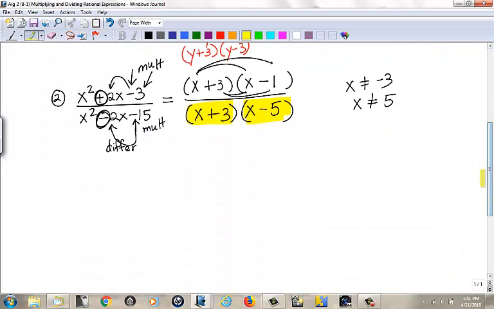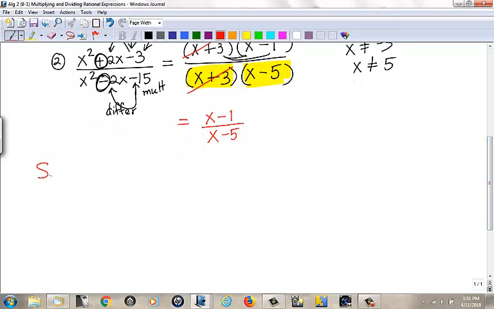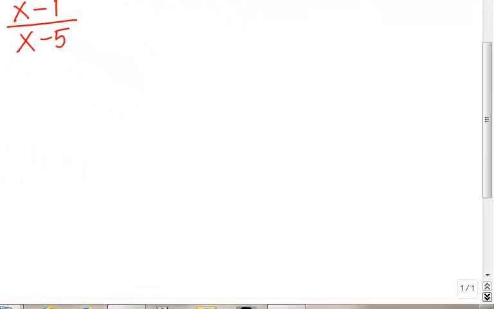Okay, now we can reduce it. We've got it factored. This x plus 3 would reduce with this x plus 3. So final answer, you have x minus 1 over x minus 5. Okay, now, the next one, they're just going to say simplify. They're not doing the undefined part.